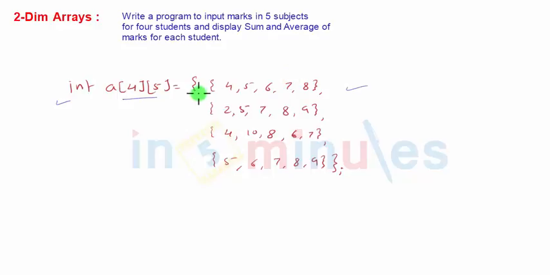Just while writing, check that you're writing the main curly bracket with a semicolon and internal curly brackets for each row separately with commas in between. And then you can proceed further with only calculations, because inputs are already done, that is you have already given the values for the array elements. So further will be only processing, that is finding sum or average or largest number or whatever, that will be done further. Thank you.